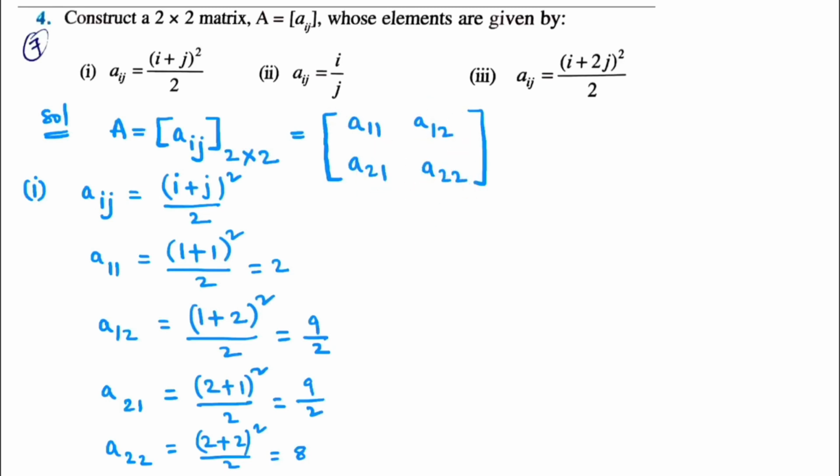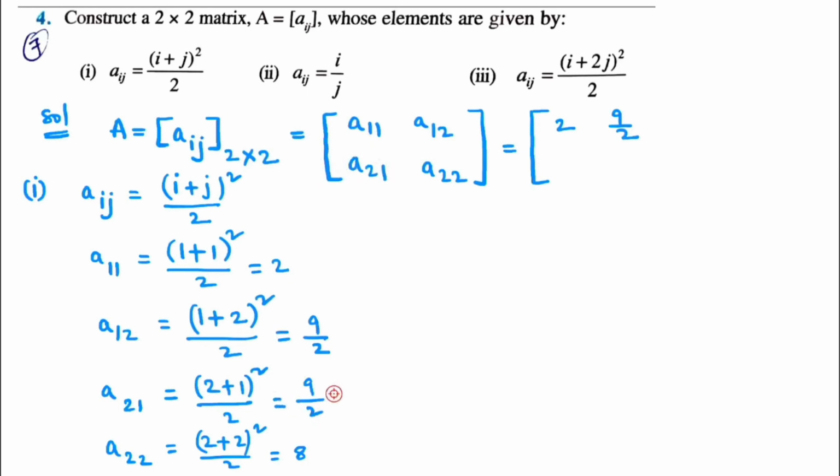So what is the final answer? Yes, what is this? This, in place of A11, you write 2. Okay. In place of A12, look here. Look here, A12 position is here, 9 by 2, right? This is 9 by 2. What about next, A21?